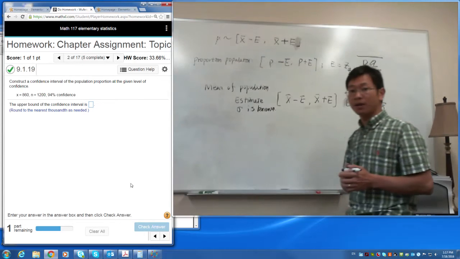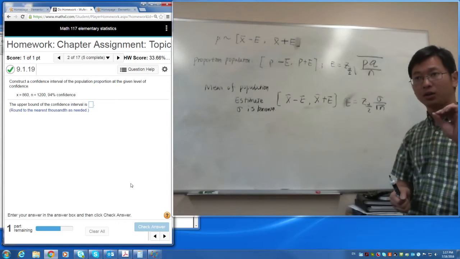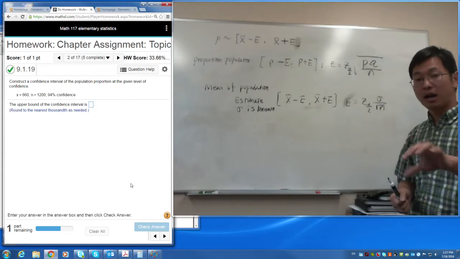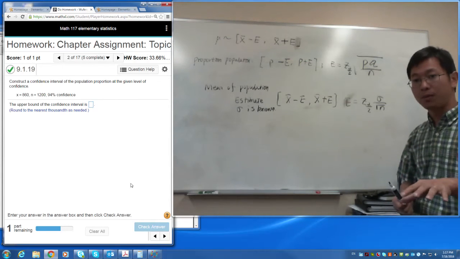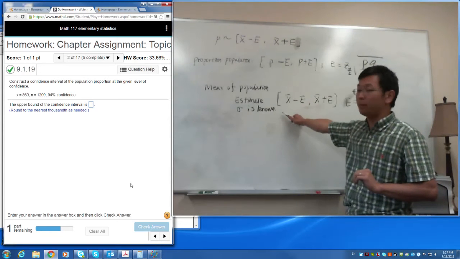What's the meaning of sigma is known? For example, you want to estimate the mean value of 1 million bottles, and you know the standard deviation of these 1 million bottles, but you don't know the mean value. I want to use the sample mean to estimate the population mean.